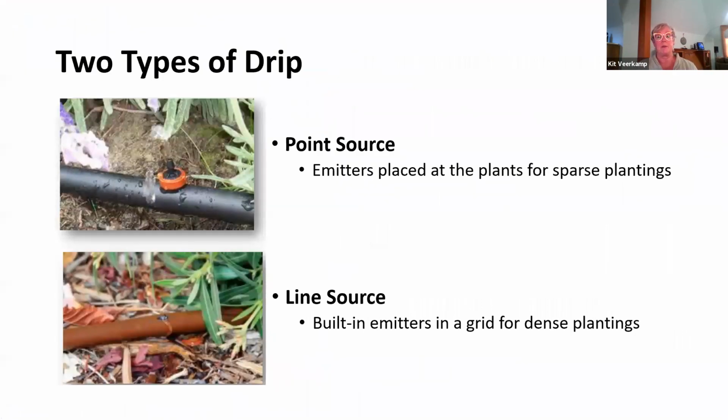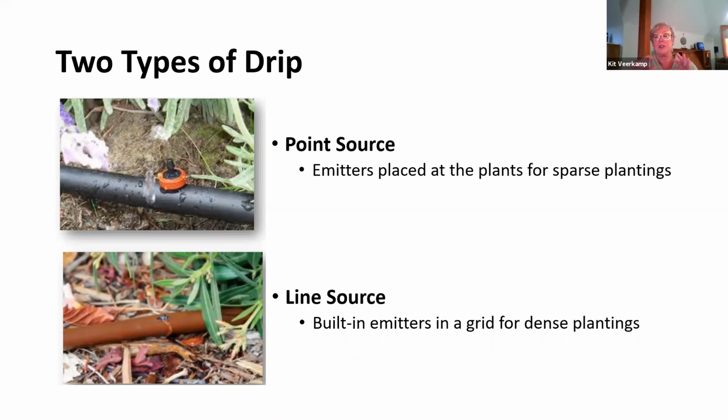So there are two types of drip systems. You've got point source, and that's where you simply put your emitters in the pipe at the plant. Those should be used for very, very sparse plantings. Or what we call line source, or drip line, is the other terminology that we use for this.